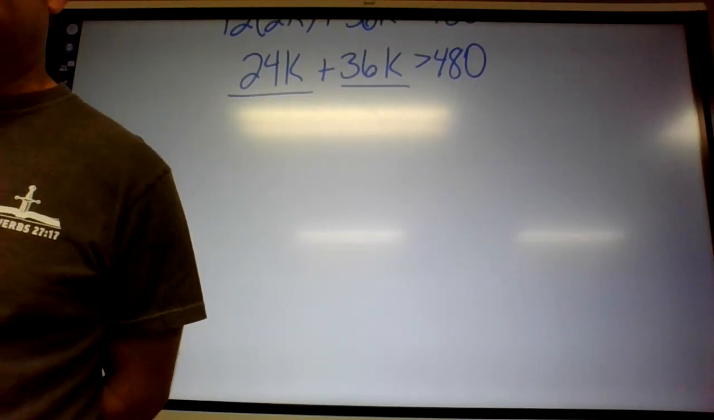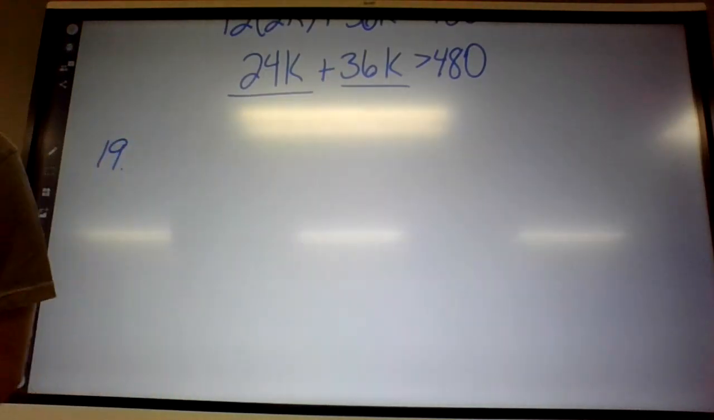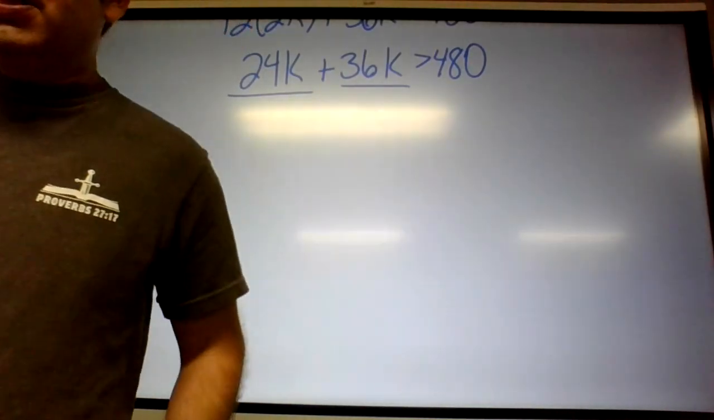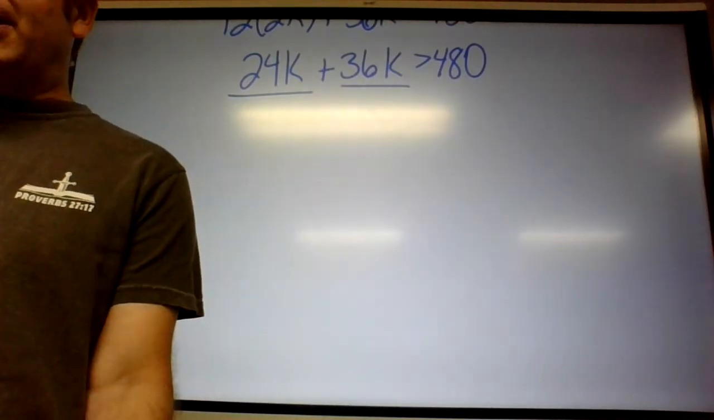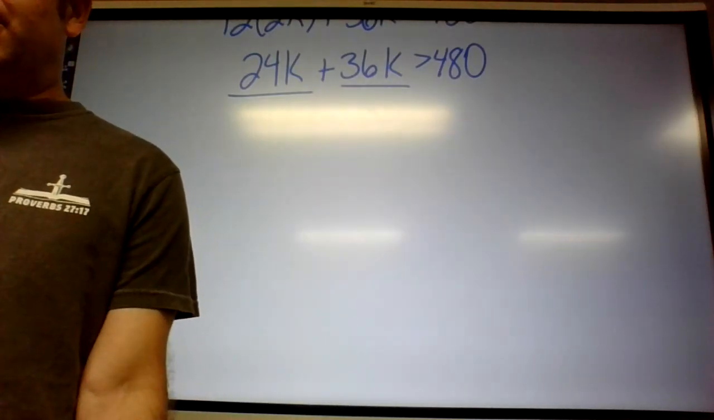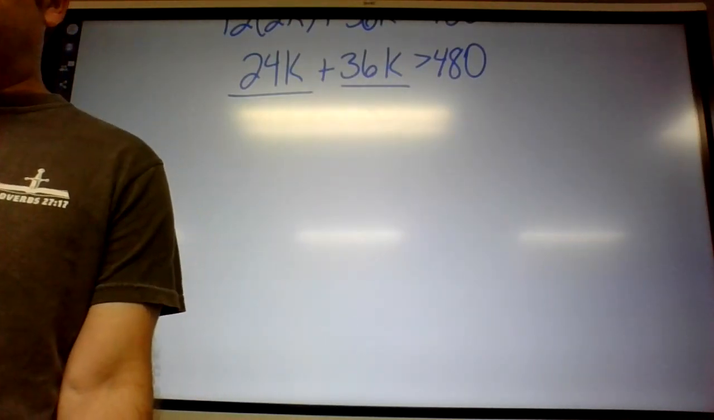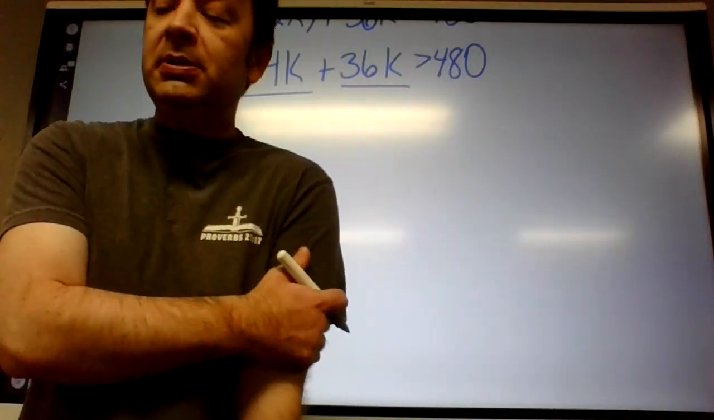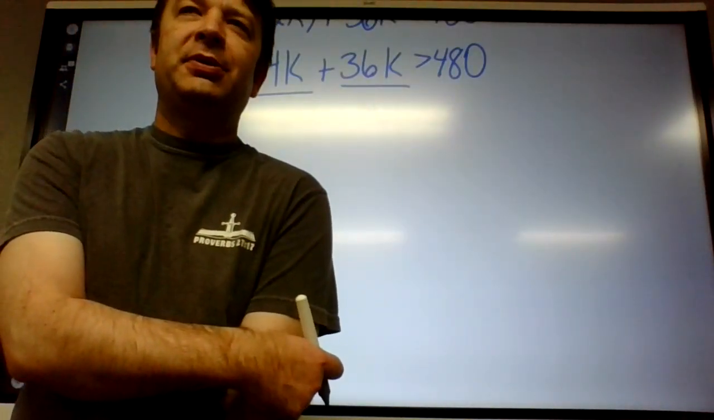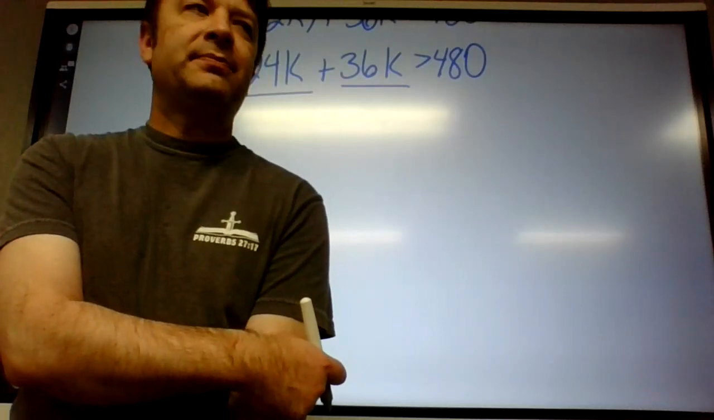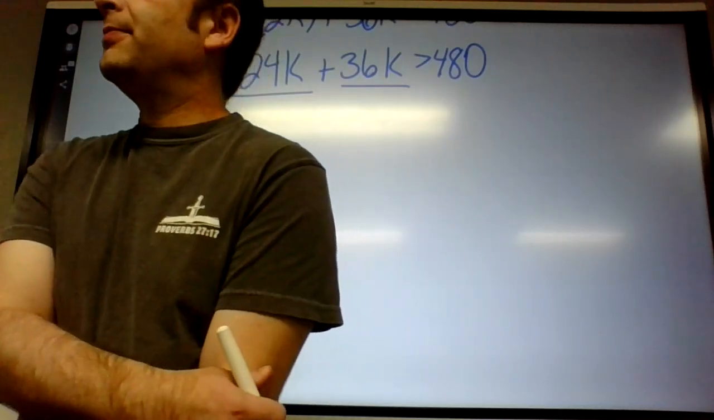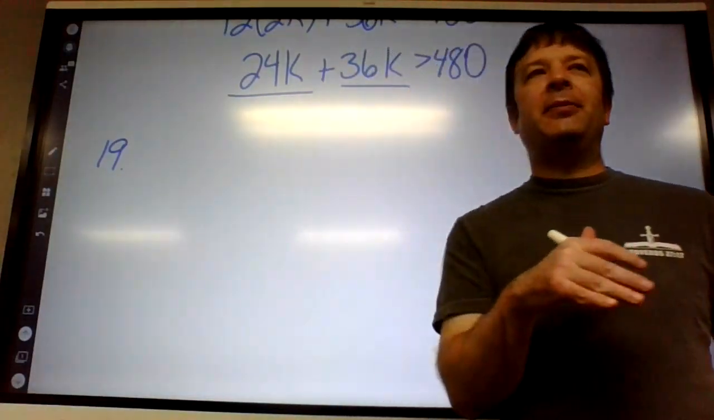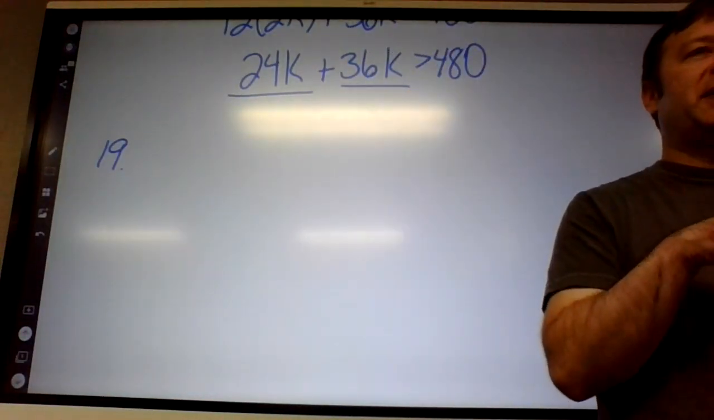Okay, on 19, Ollie has test scores of 95, 78, and 93. He needs to make a test average of 90 to get an A on his report card. What's the lowest score he can get on his fourth and final test and still get an A? So, how do we average numbers together? Add them and then divide by how many you added together. Right. Add them together and divide by the number of numbers.